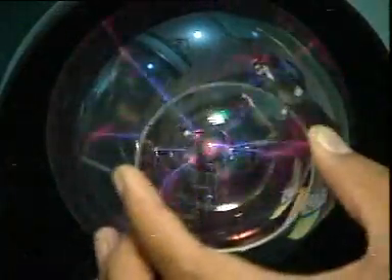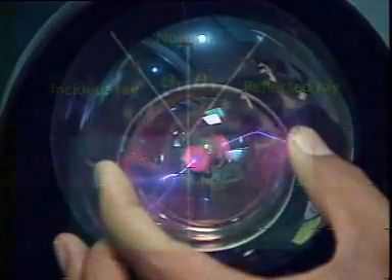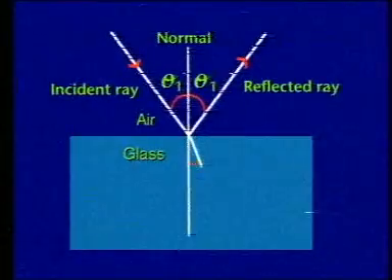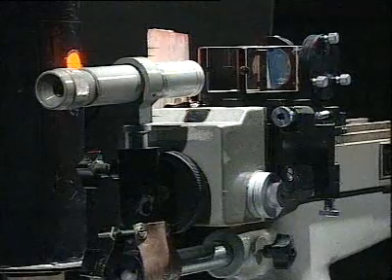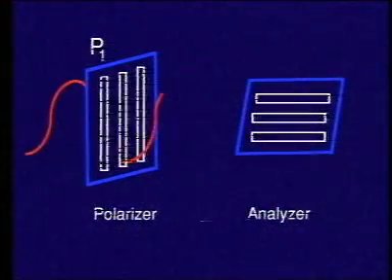Well, to summarize the program, we learned about reflection, refraction, diffraction, interference, and polarization, and different theories of light.